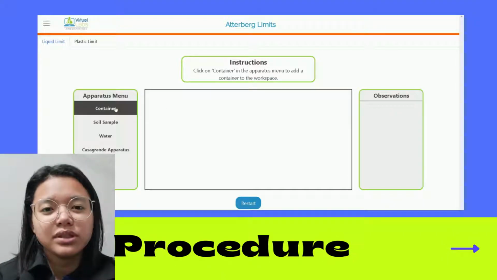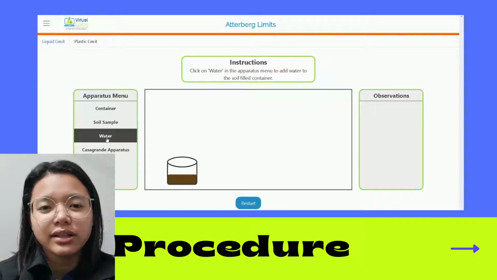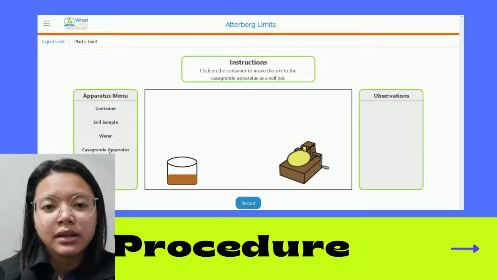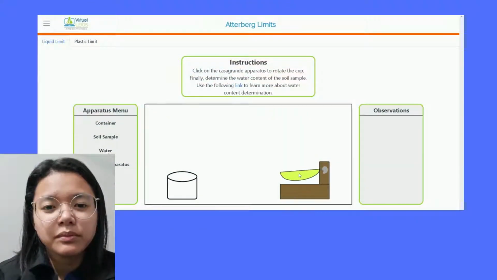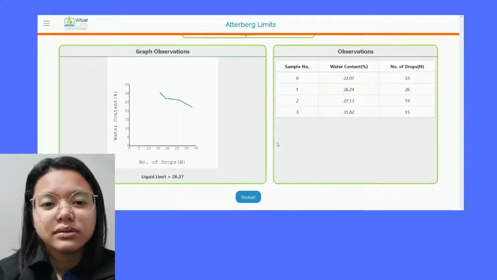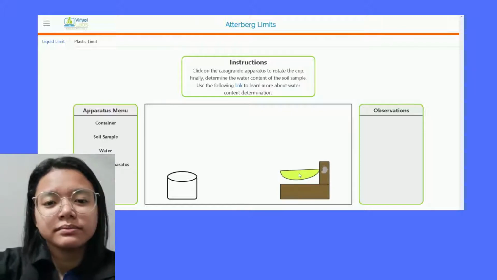For the liquid limit procedure, number 1 is to calculate the water content of each of the liquid limit mixture cans after they have been in the oven for at least 16 hours. Number 2, plot the number of drops N versus the water content W. Draw the best fit straight line through the plotted points and determine the liquid limit LL as the water content at 25 drops.